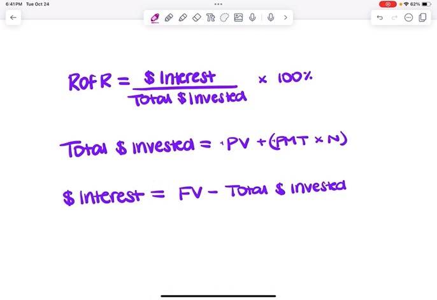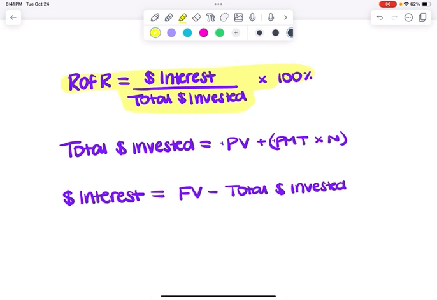Now, we introduced the concept of rate of return. Rate of return has the formula as shown here. There's different ways of representing this formula, but this one here is my personal favorite because it's the one that I can visualize and understand the best.